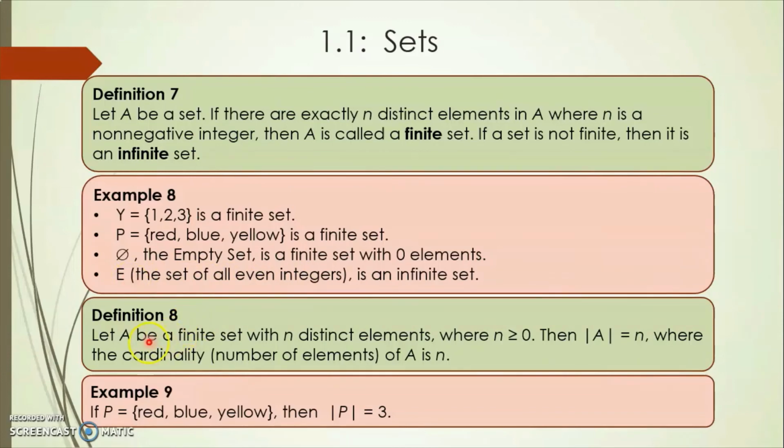Definition 8. Let A be a finite set with n distinct elements. The cardinality, or the number of elements, is equal to n. Basically the same as what I just explained. For the notation to find the number of elements, make sure we use this symbol, cardinality. If P equals {red, blue, yellow}, then the cardinality of P equals 3.